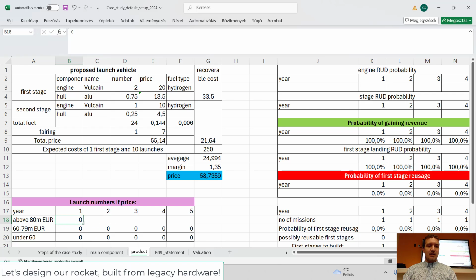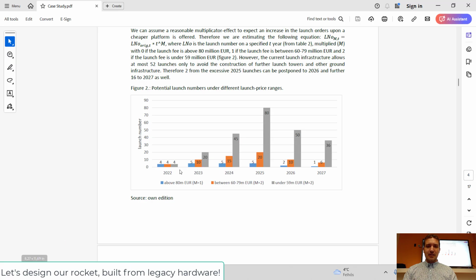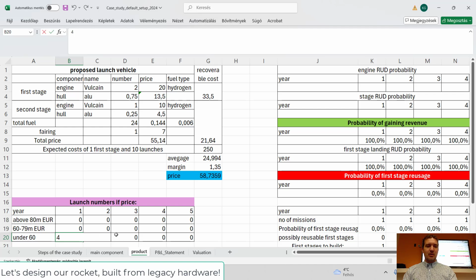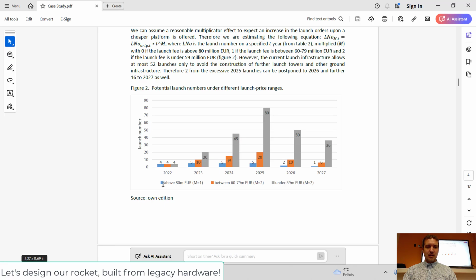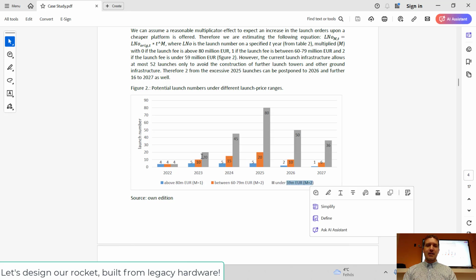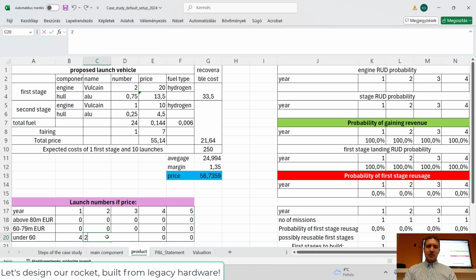Okay, so what we can see here is that we are under 60, because this number is lower than 60. So now we can add the launch numbers. So this is 4. So we are just to check the gray area here, which was given by the case study.